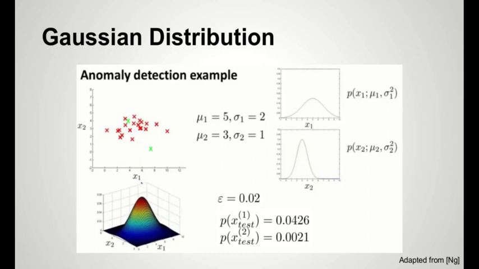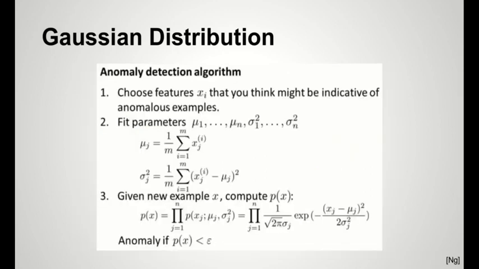And so we would go from our first feature, our first variable, and we would calculate its probability and then multiply by the second and the third and the nth probability, and we would have the probability of this new example happening. So if we then define an epsilon, and if the probability is smaller than the epsilon we define, then we would flag it as an anomaly.